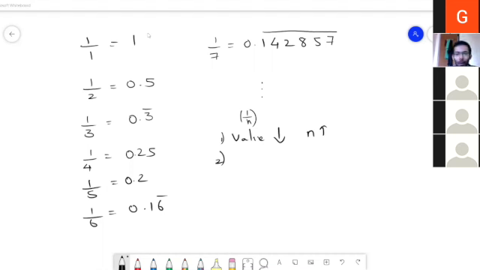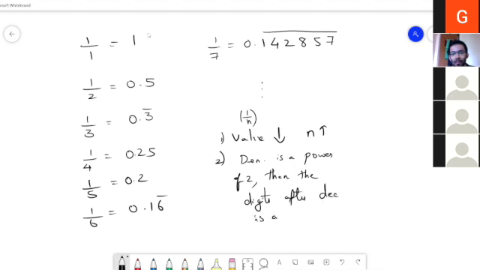So what Gauri is saying is, if the denominator is a power of 2, then the digits after the decimal point are a power of 5. Very nice. Okay, is this always true? If yes, why?